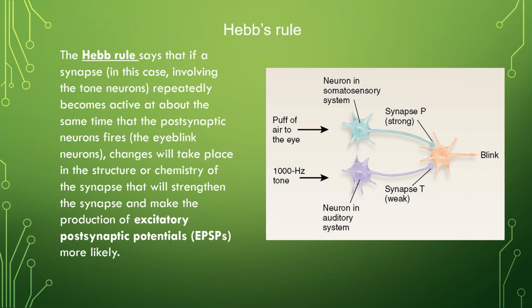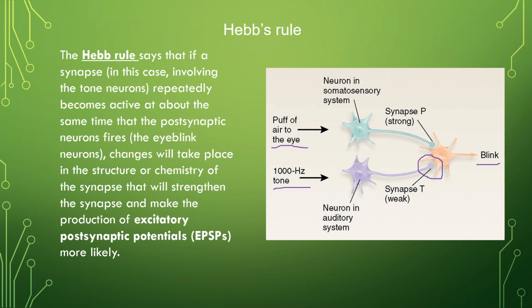So what we have happening here is that we have some neuron of a weak synapse, like this 1,000 hertz tone, that repeatedly becomes active about the same time as this blink neuron fires, right? And the reason that the blink neuron is firing is because we have a puff of air to the eye that's driving it.